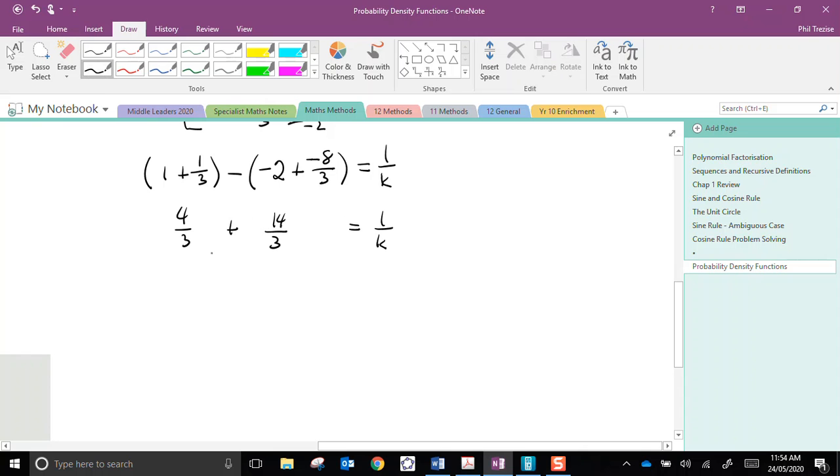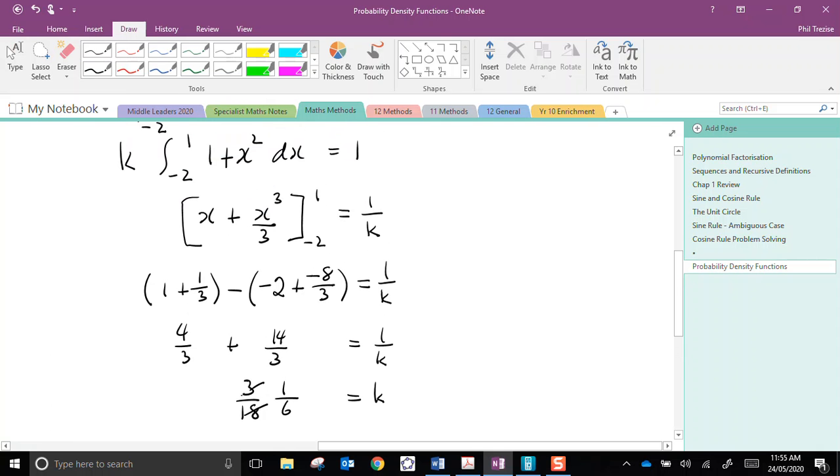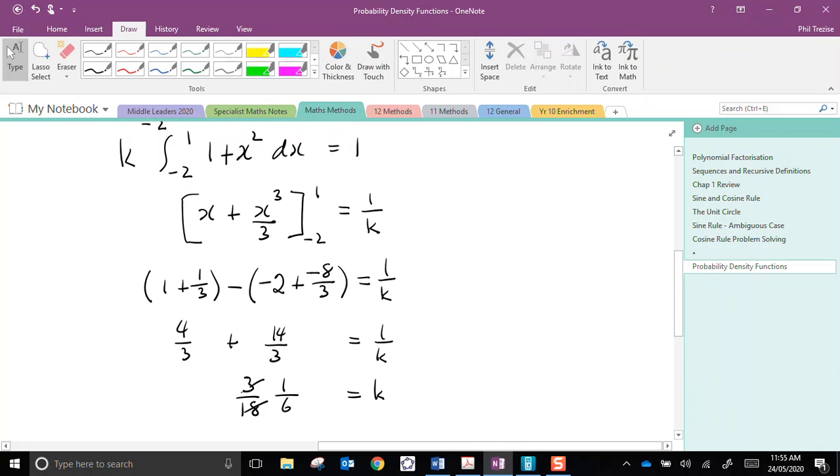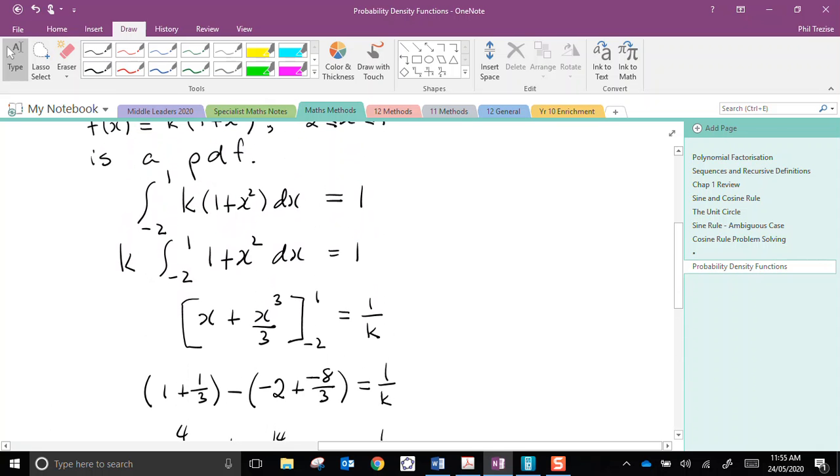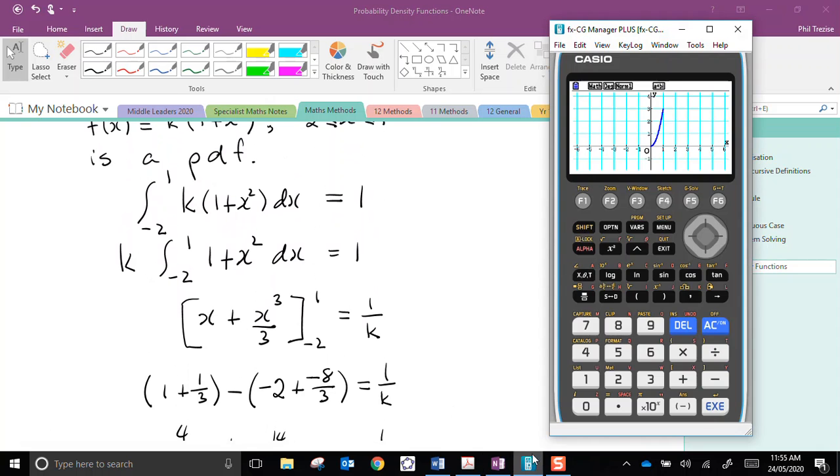So adding together we would have 18 over 3, and the reciprocal of that is 3 over 18. 3 goes into itself once, 3 goes into 18 6 times. I think k should equal 1 over 6 for this function. Let's just go back to our graphing calculator and we'll try this.